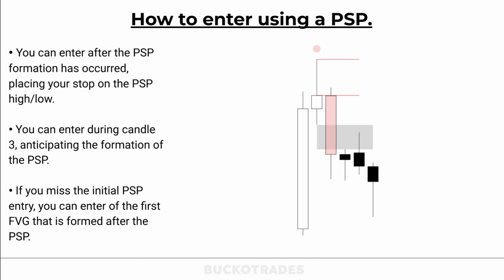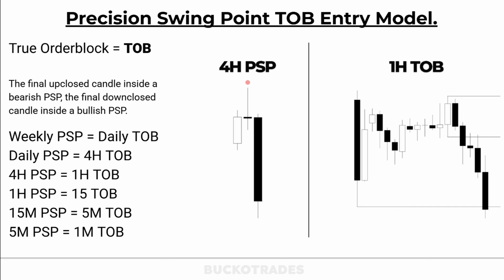Now let's get into the precision swing point model which you guys can use. I call this the precision swing point TOB entry model. TOB stands for true order block, and a true order block is the final up close candle inside of a bearish PSP and the final down close candle inside of a bullish PSP. And when I say PSP, I mean that specific swing point candle, so candle number 2 within the 3 candle pattern. You then need to wait for price to close below or above the true order block to validate it.